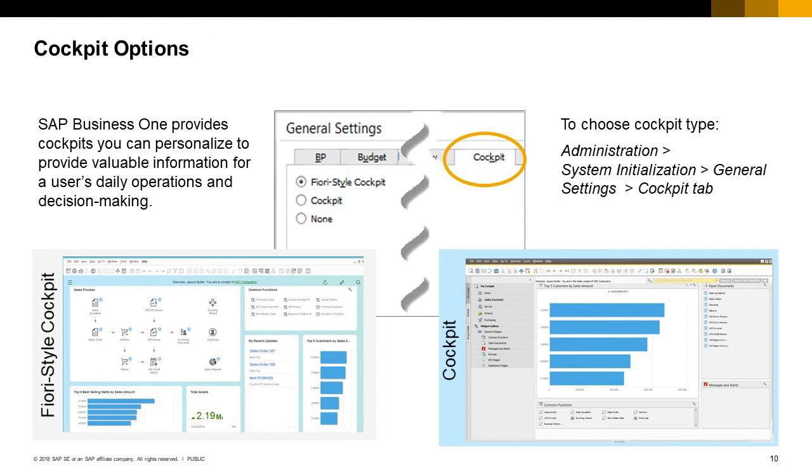You can choose the desired cockpit style for a company database on the Cockpit tab in the General Settings transaction. An individual user cannot choose which type of cockpit to use, however, they do have the option to turn off their own cockpit. Their decision will not affect other users. This is done in the cockpit window in the Tools menu.